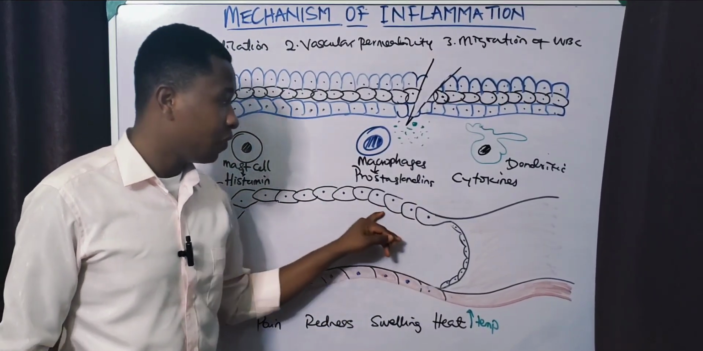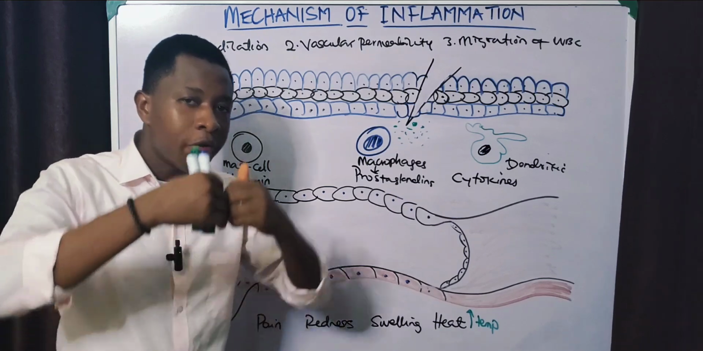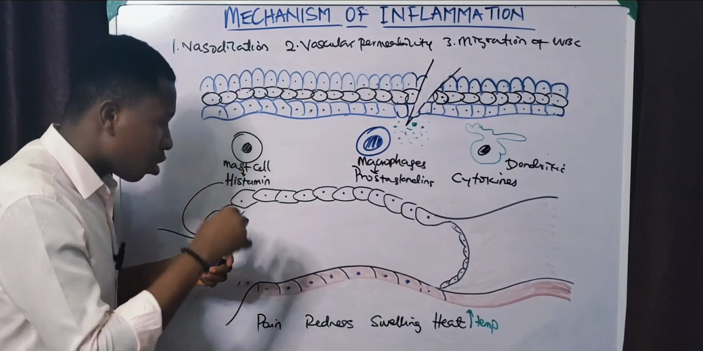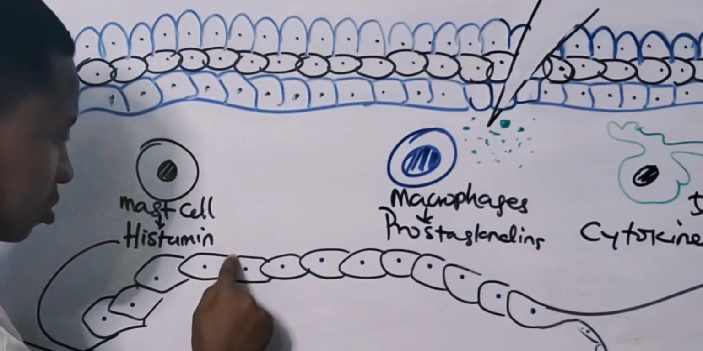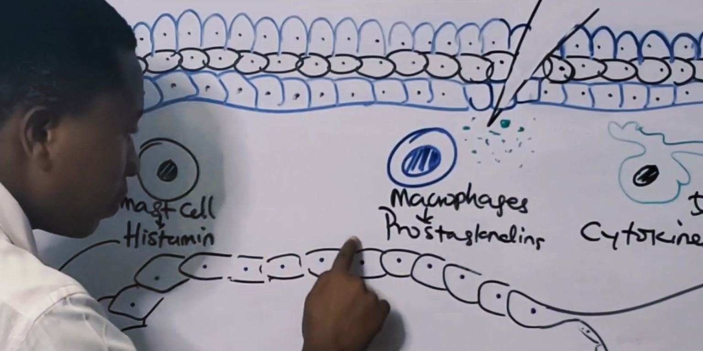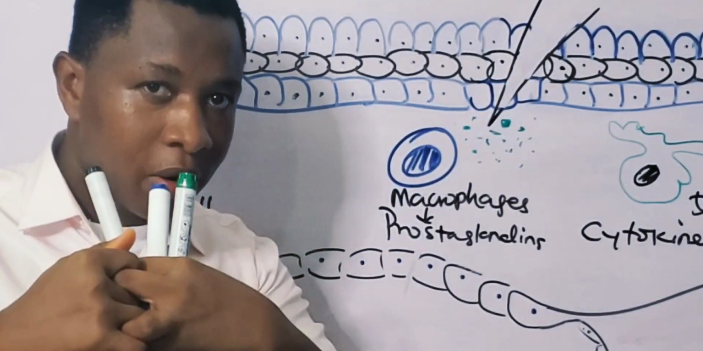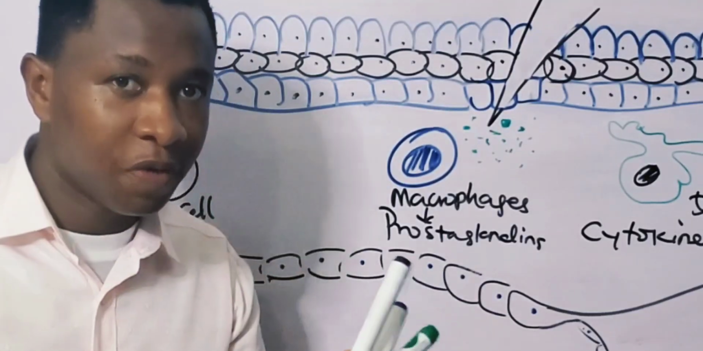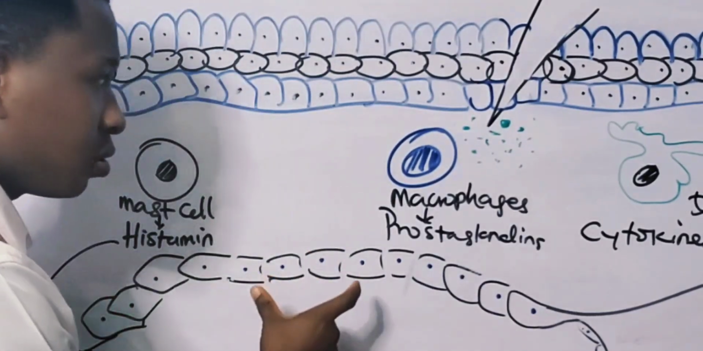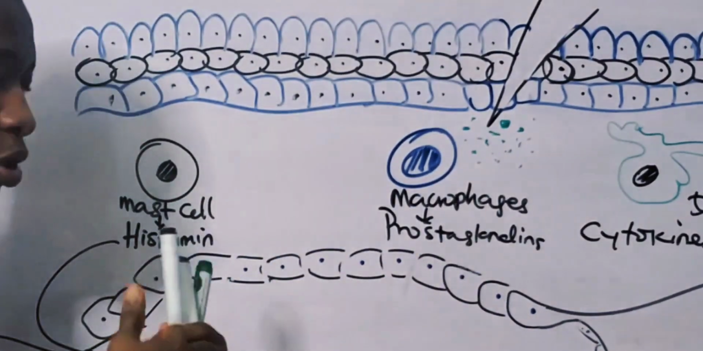The epithelial cells of the blood vessel begin to retract. So the cells become smaller, and we now begin to have holes between cells. Instead of the cells being locked in, like every other cell in every part of the body, because of the inflammation happening here, the cells begin to retract.